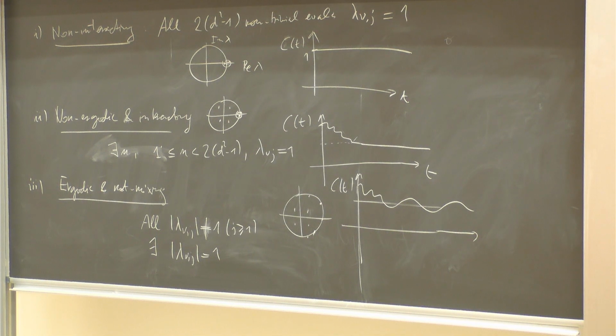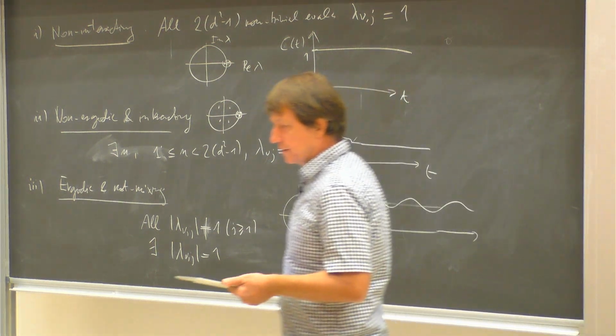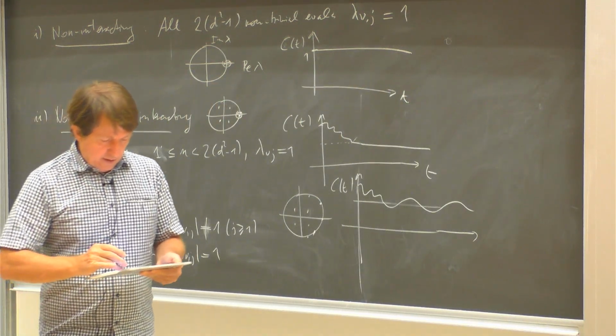So all non-trivial eigenvalues are inside the unit circle. For J larger than 1, there is a single eigenvalue on the unit circle, and everybody else is inside, which means that correlations decay exponentially. It does something non-universal, but then it decays exponentially. And how quickly it decays is determined by the eigenvalue which is closest to the unit circle, which determines the so-called spectral gap. Okay.